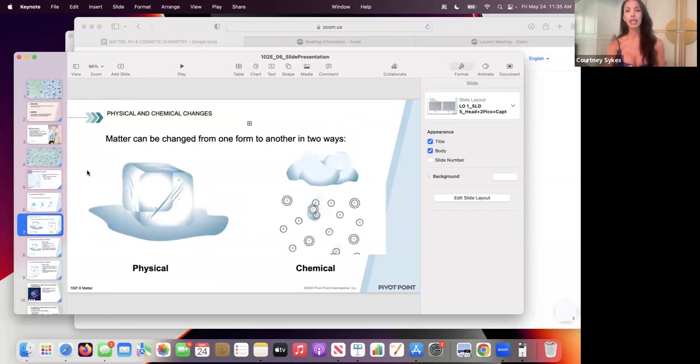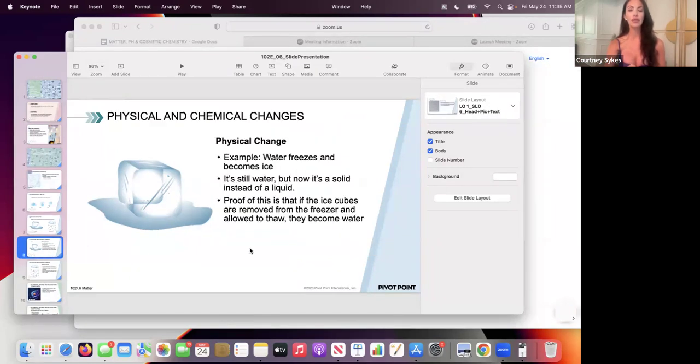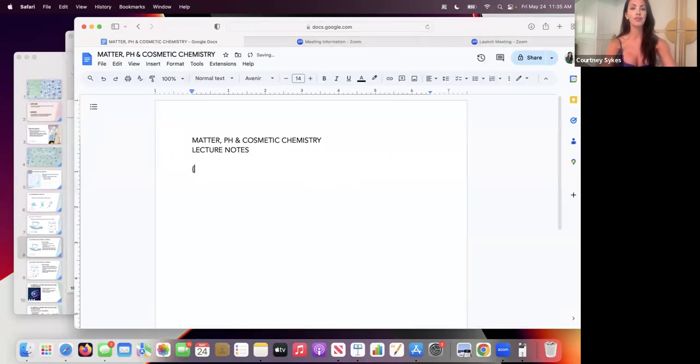So matter can be changed from one form to another in two ways, from a physical to a chemical form. Very important to know. And then physical changes, we mentioned this a second ago, but your example would be water freezes and becomes ice. That would be a physical change. There's nothing about that that's going to be different from H2O, whether it's frozen or whether it's not frozen, right? It's still water, but now it's a solid instead of a liquid. Proof of this is that if the ice cubes are removed from the freezer and allowed to thaw, they become water. There's no change. So a physical change, and we'll put that here, okay?